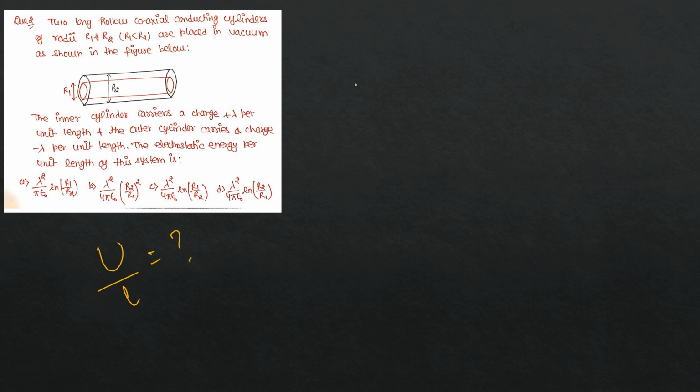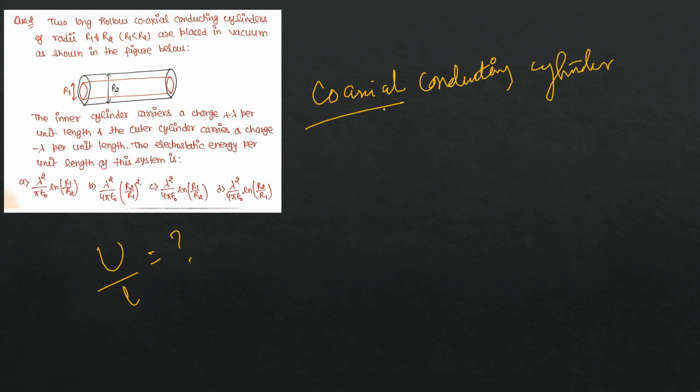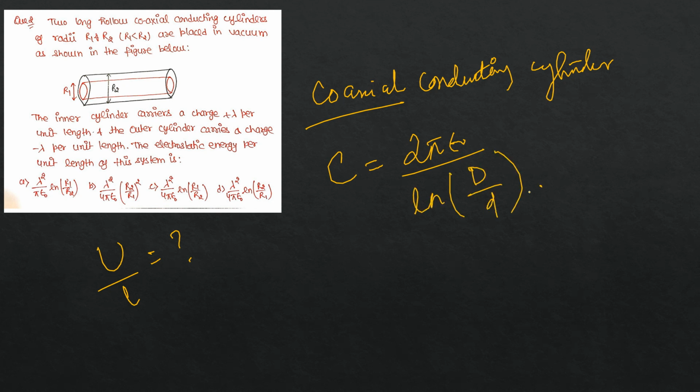Alright. So this is a coaxial conducting cylinder. Coaxial, let me write it. Coaxial conducting cylinder. So this is a kind of coaxial cable. So for that, for a coaxial tube, whatever capacitance was, it was 2 pi epsilon naught by ln capital D by d. Okay, 2 pi epsilon naught by ln capital D by d. But what do we have to do with capacitance? Why do we need capacitance? Because we need electrostatic energy per unit length.